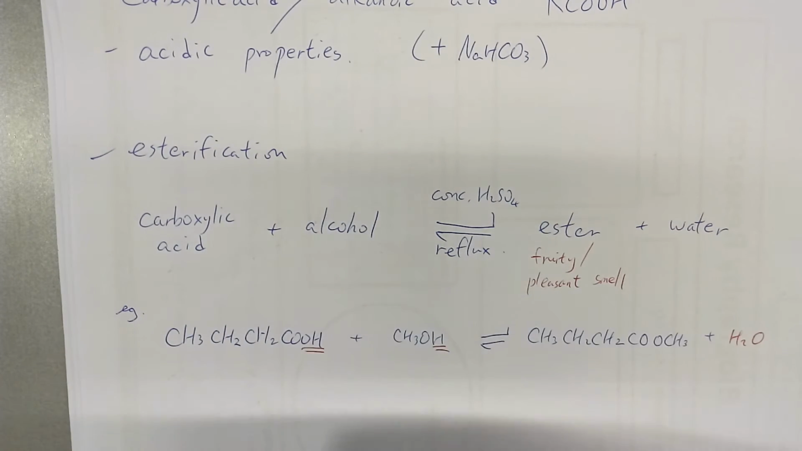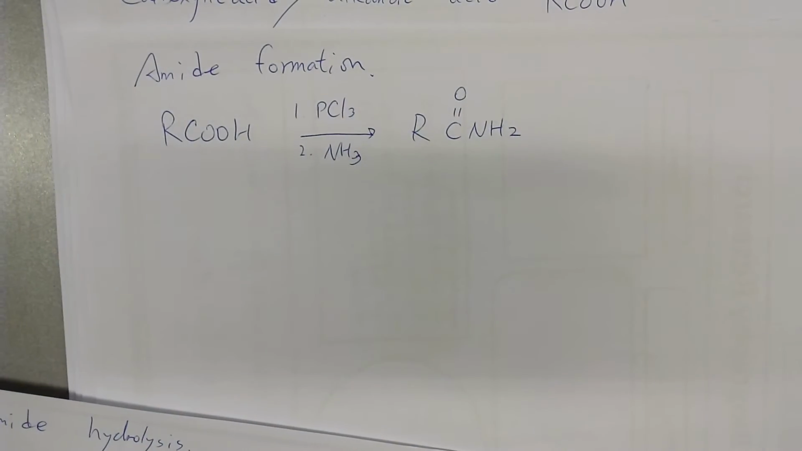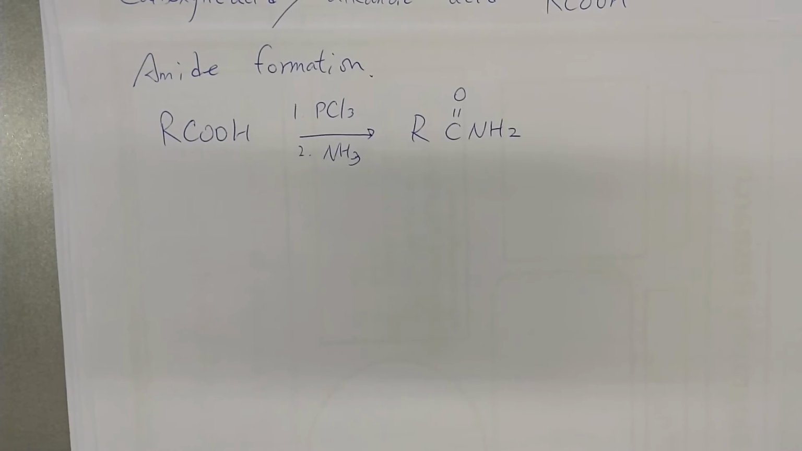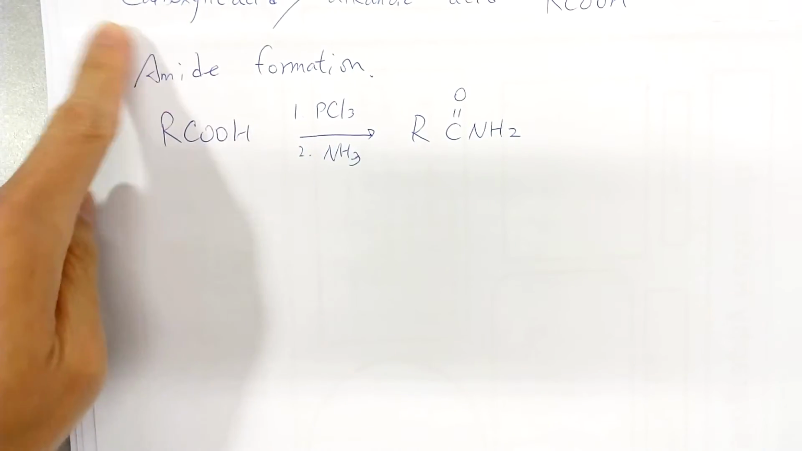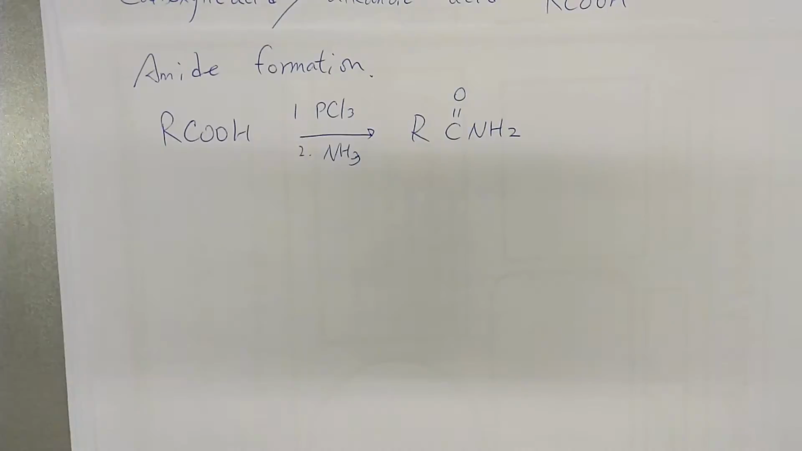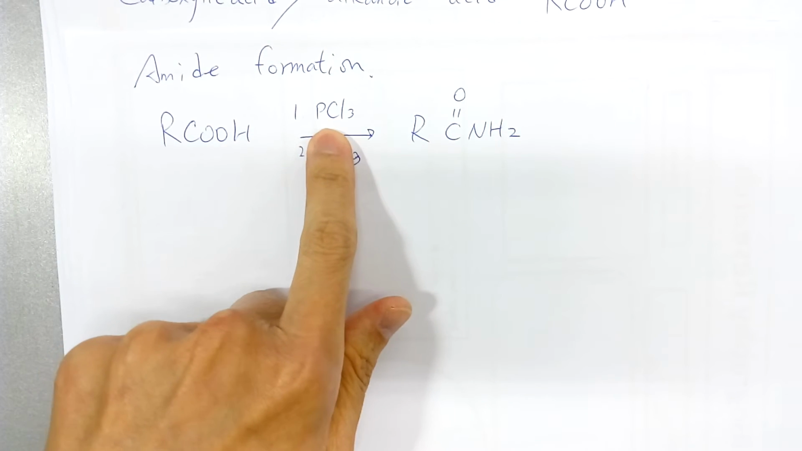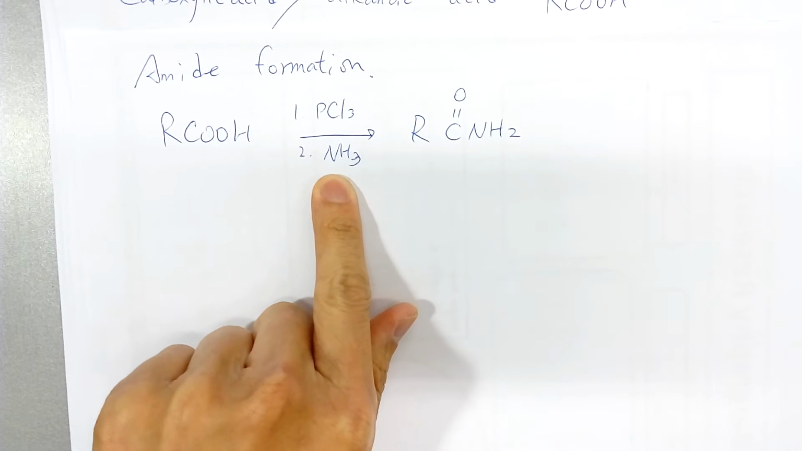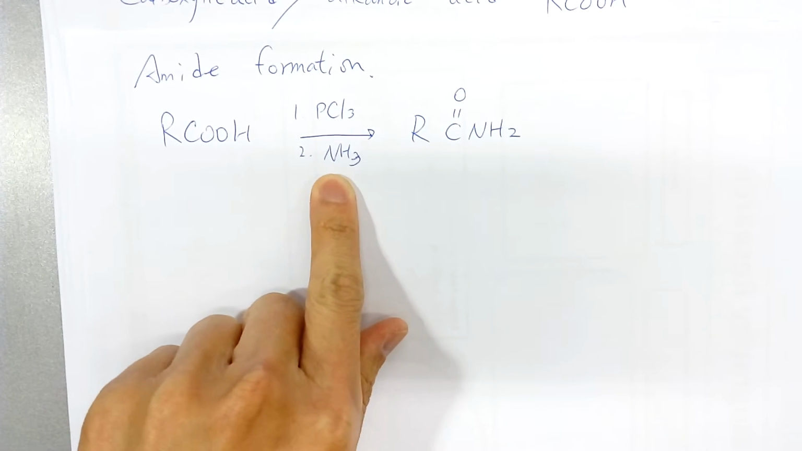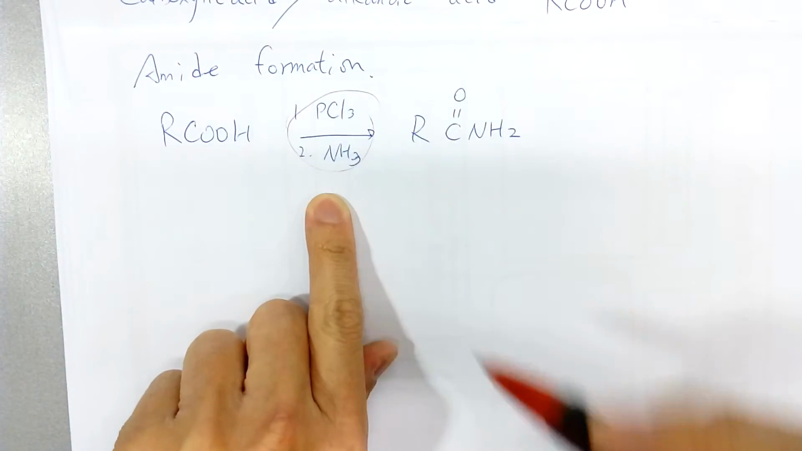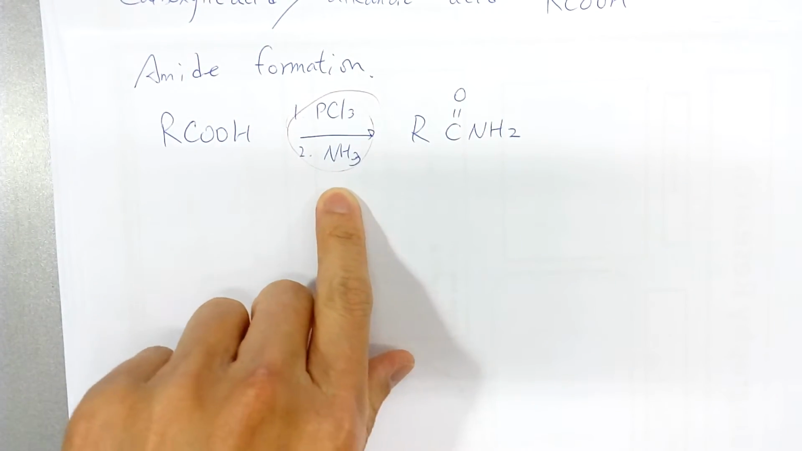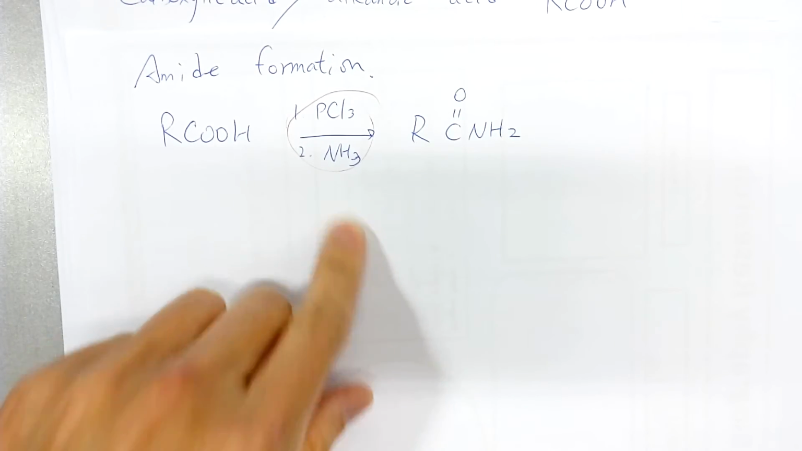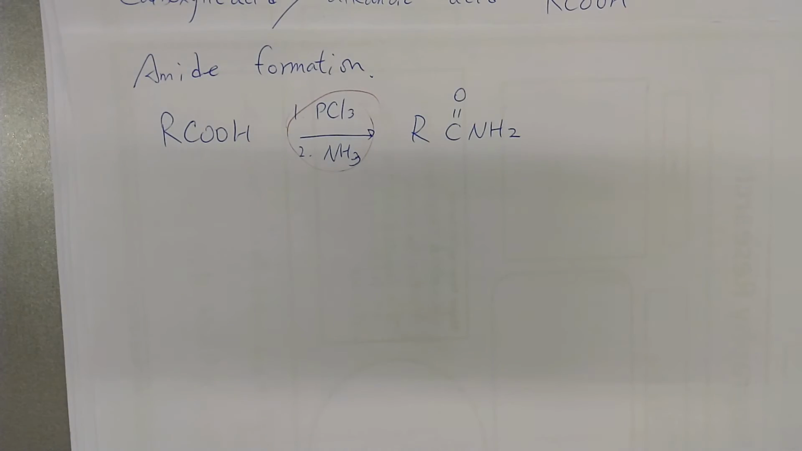Okay, the second one, the other property of carboxylic acid, is that they can be used to form amide. Okay, the process is a bit complicated. First of all, we need to use PCl3, and secondly, we use ammonia. So that means in your exam questions, you should include these two factors together, okay? Cannot miss either one, okay? They will form the amide.